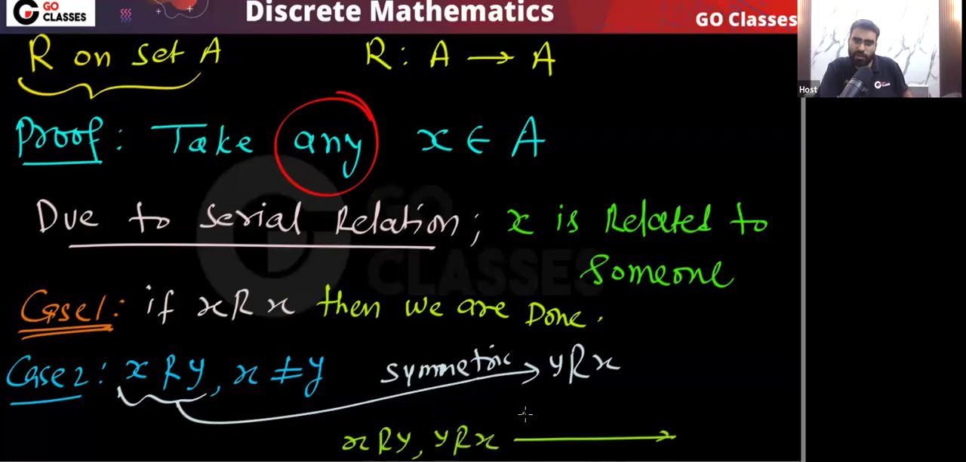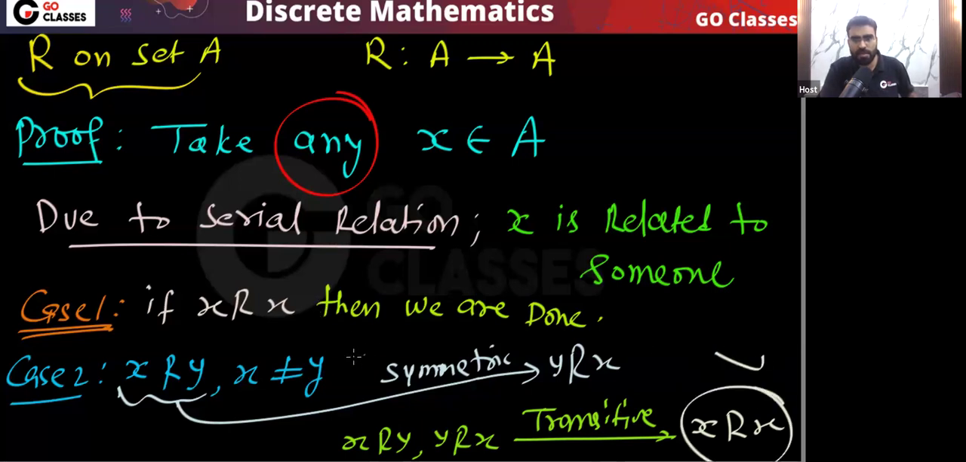Because of transitivity, what will happen? Tell me. Because of transitivity, what will happen? X will be related to x. Yes or no? X will be related to x. Is this clear? That's it.